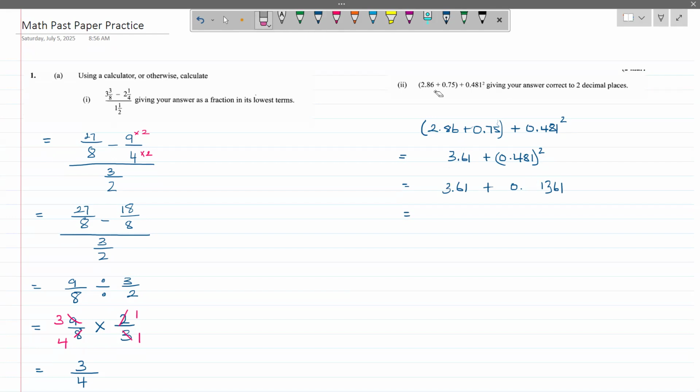I mean, you could plug these values into a calculator and get your final answer and then approximate it to 2 decimal places. I just want to show all the working so it's easy for everybody to follow along. So I'm adding 3.61 to 0.231361 and I'll get 3.841361.